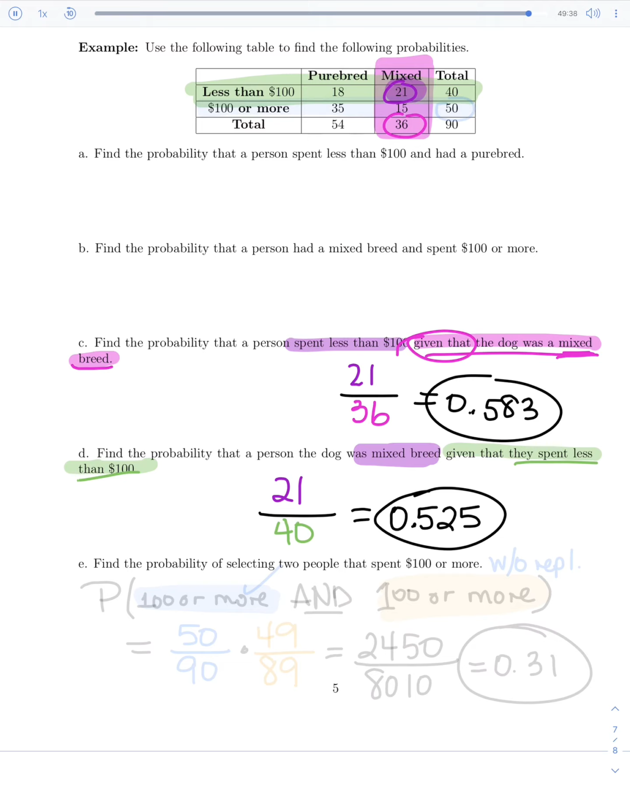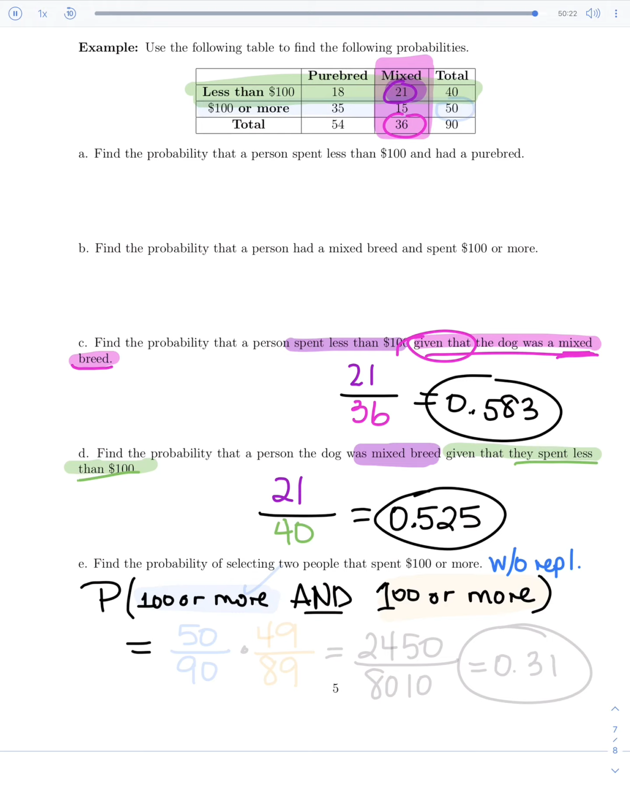Last one here is actually not me doing one thing. It's not a conditional probability, at least to start with. It's just saying find the probability of selecting two people that spent $100 or more. Okay, so this means that the first person should be $100 or more, and the second person should be $100 or more as well. Now, they didn't tell us this in this one, but they really should. So we're going to assume that this is without replacement, because they didn't say anything one way or the other. So if they don't say anything one way or the other, assume you're not replacing.